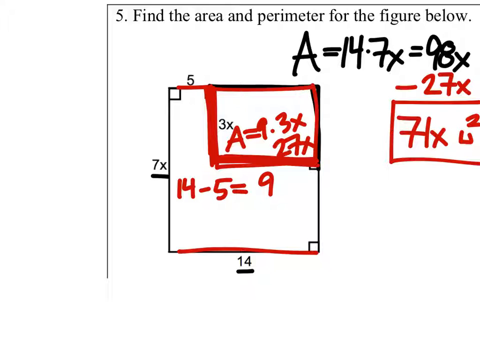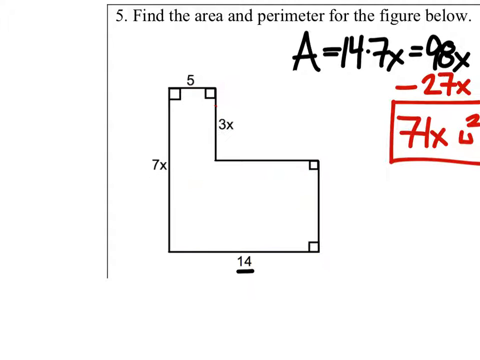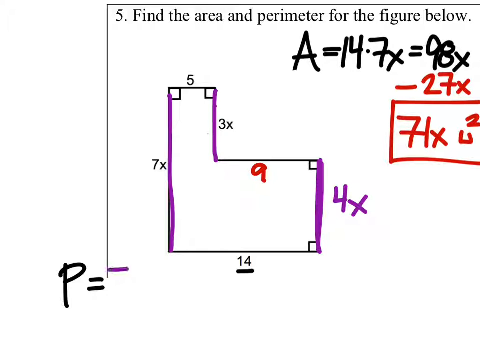But that is not all. We also need to find the perimeter. So we already found the length. That's 9. But there's also this missing length. Well, if this full length is 7x and this length is 3x, then how many x's is this length? It's got to be 4 x's. Okay, so to find the perimeter of this shape, I've got to take my 7 x's and add it to the 5. I'm just going to go clockwise. Then I've got to add that to these 3 x's.